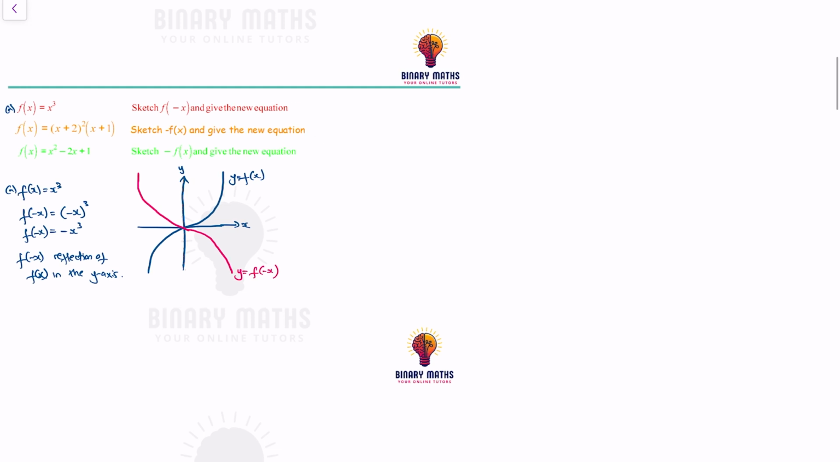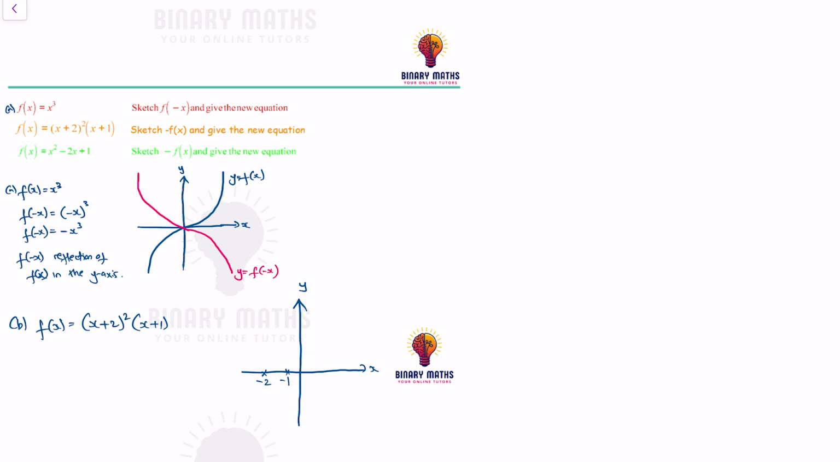So b, f of x is equal to (x plus 2) all squared times (x plus 1). So for what we are to sketch this one, we know we've got a double root at negative 2, so it's going to bounce off. It's a cubic graph, (x plus 2) squared times (x plus 1). And then we've got a single root at minus 1.